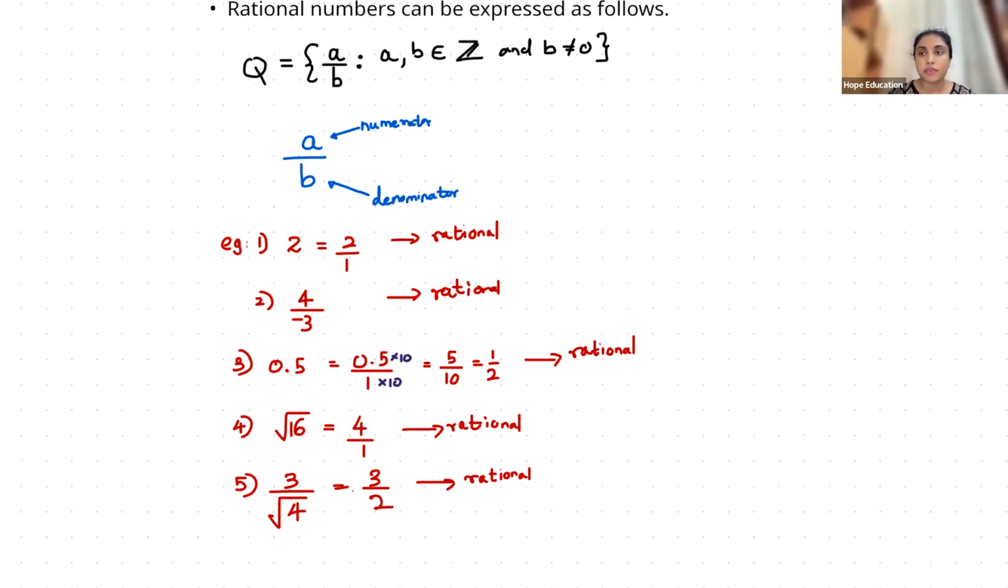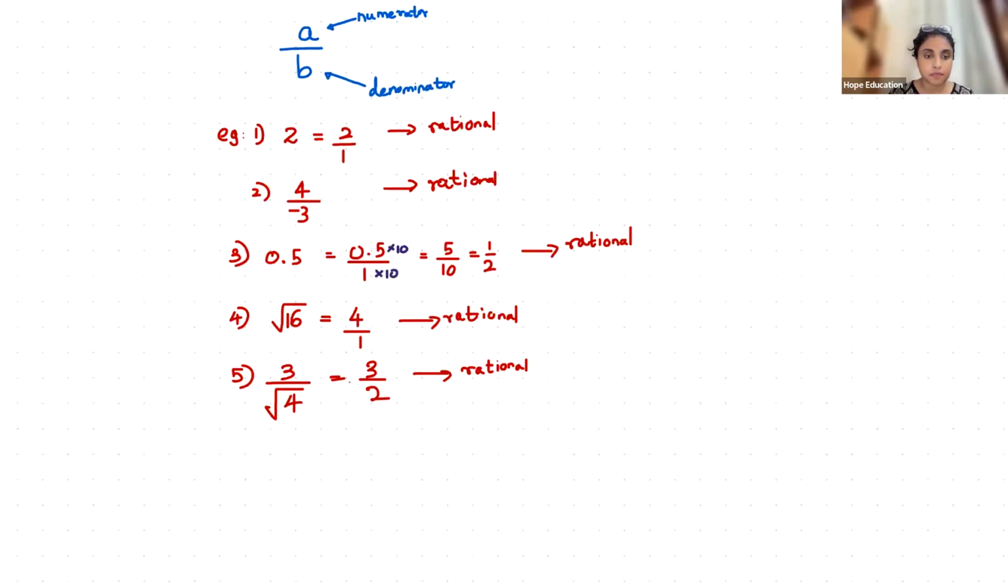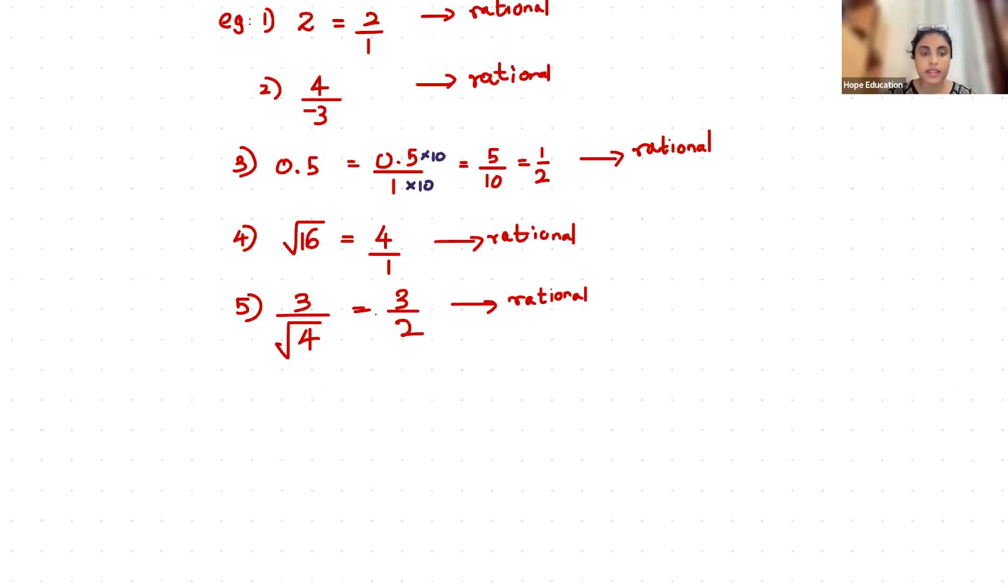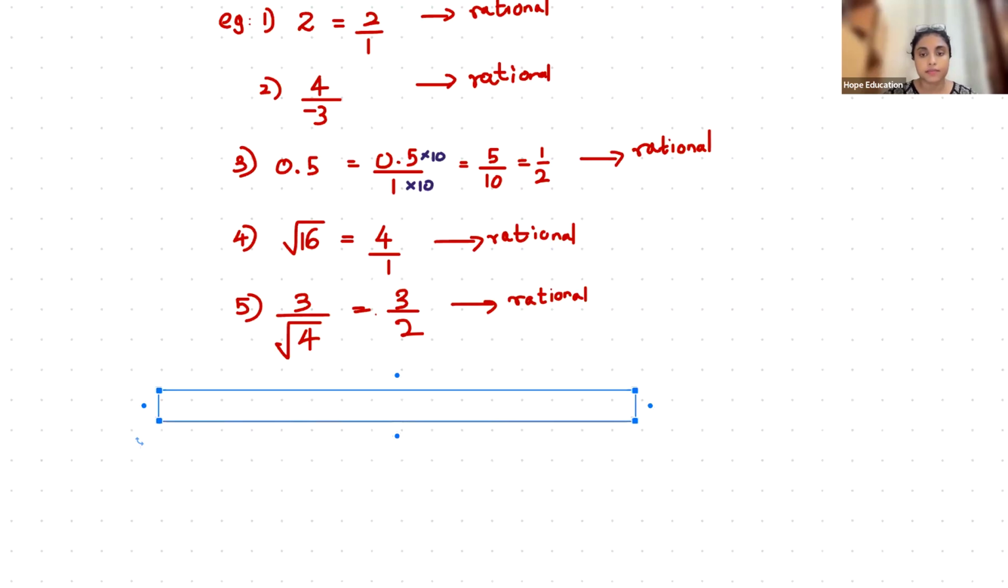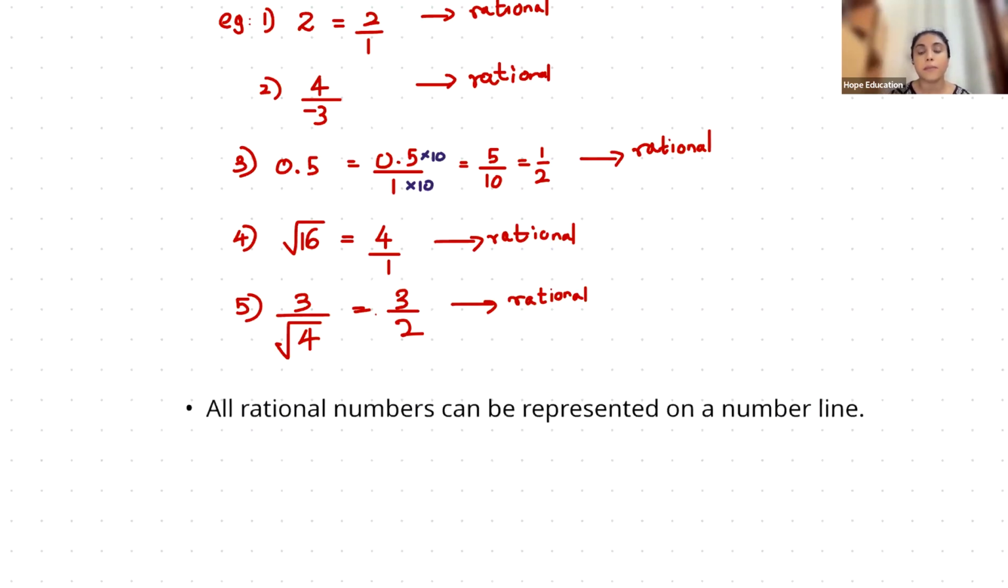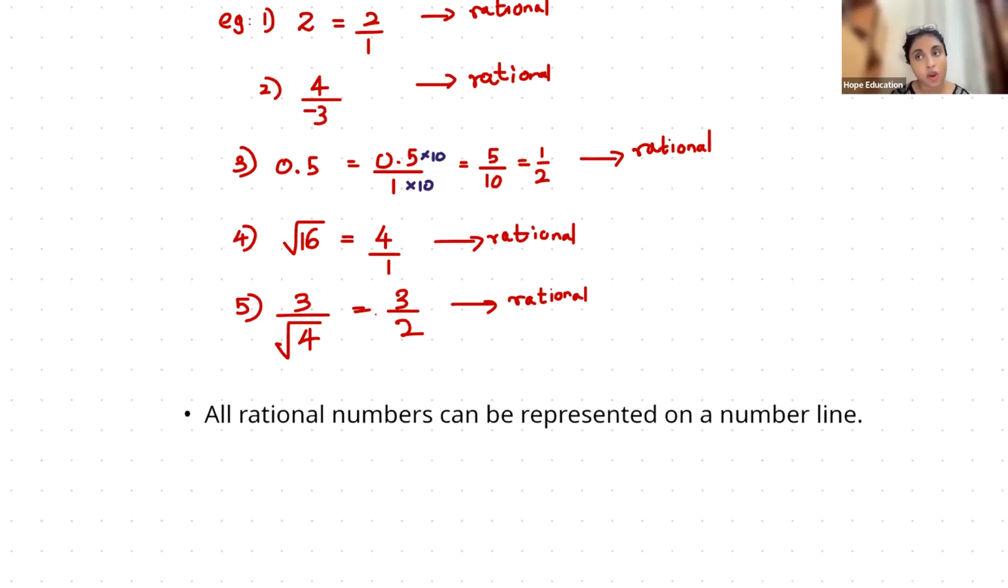At the end, can you all write one sentence here? All rational numbers can be represented on a number line. All the rational numbers, you can represent them on a number line one way or another. Quickly write that one point as well.